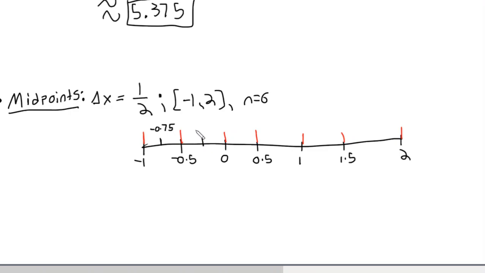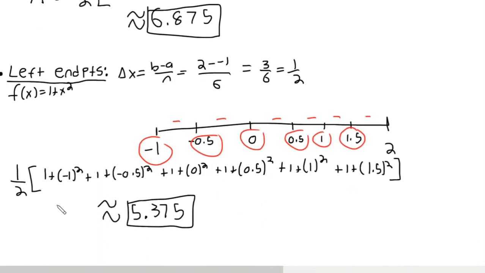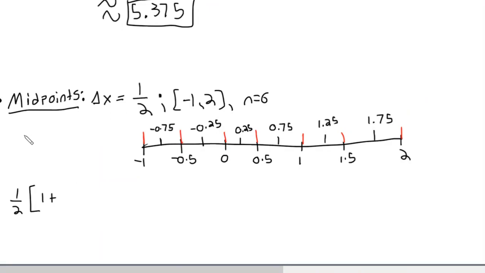And if I want to look over here, it's negative 0.25. And over here, it's 0.25. And then I get 0.75. And then I get 1.25. And then I get 1.75. Okay, so now all I have to do is plug this into my formula. So I get 1/2, and then 1 plus, well, what was my formula? It was f of x equals 1 plus x squared. I'll write that over here.